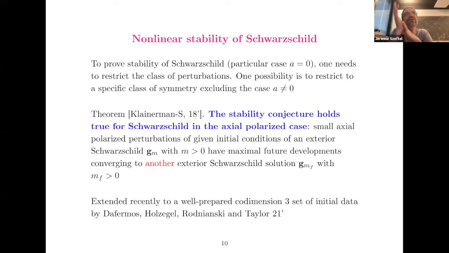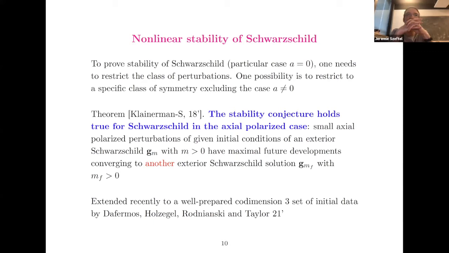Okay, so it's not too important what kind of symmetry class we choose. We chose one which is called axial polarized, so it's axially symmetric, and there is an additional condition to make sure that you don't get Kerr. And in this class, we could obtain the stability of Schwarzschild. In other words, if you start with a small perturbation of Schwarzschild in this symmetry class, you converge to another Schwarzschild.